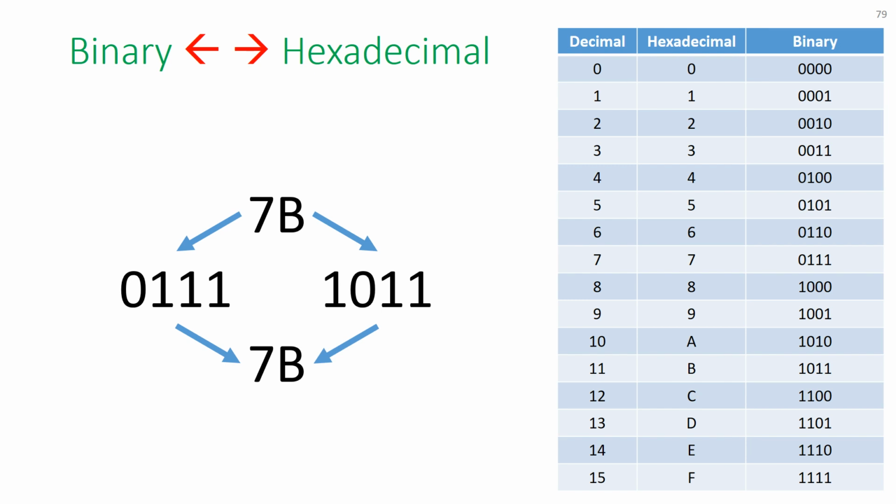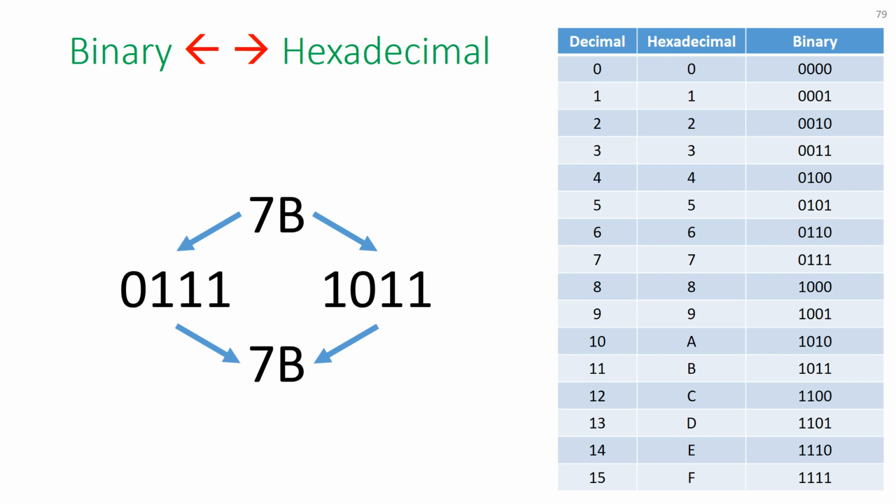Last one, binary to hexadecimal. Super easy. Here's a hexadecimal number, 7B. To translate it in binary, you take each hexadecimal digit, like B, and you refer to that table. What is the value of the hexadecimal digit B in binary? 1011. That's it. So each hexadecimal digit corresponds to 4 binary digits. That's why we still learn hexadecimal.